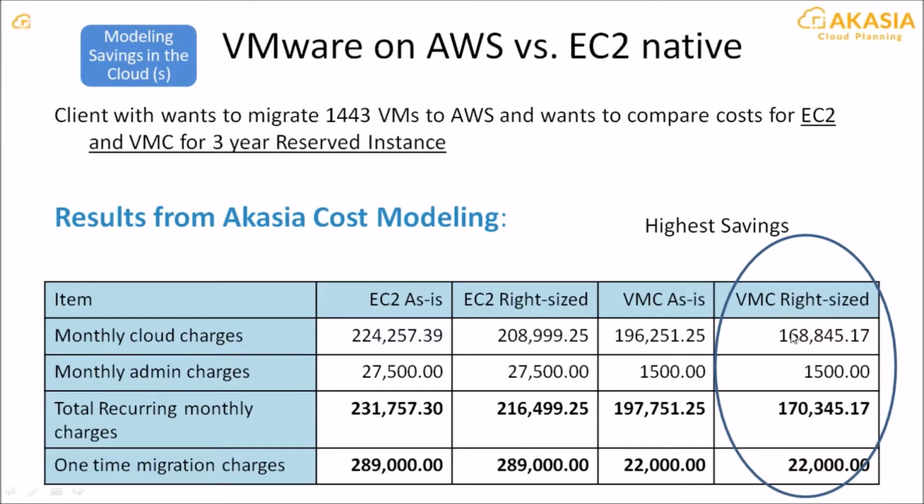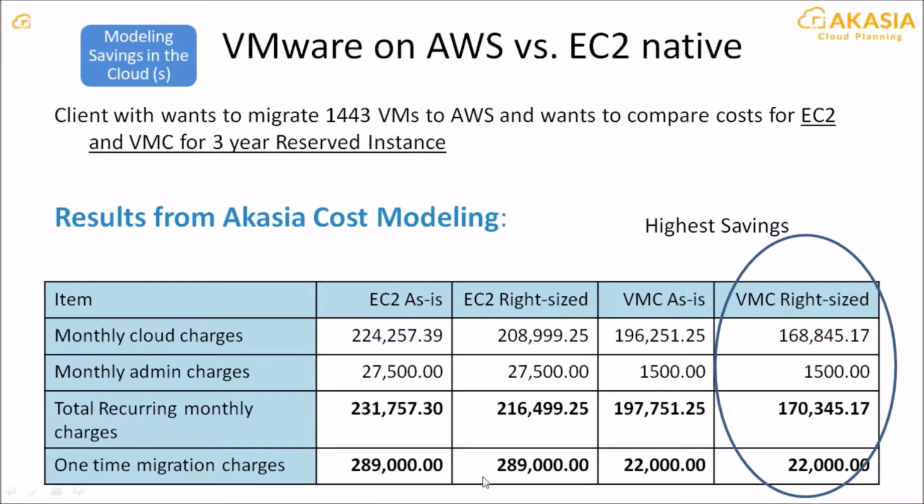So not only were there savings just for infrastructure, there were savings for monthly administration because the client could simply use their existing VMware admins instead of going off and either hiring new AWS admins or retraining their current admins to be able to now manage their EC2 instances. So these were the savings in their monthly recurring costs.